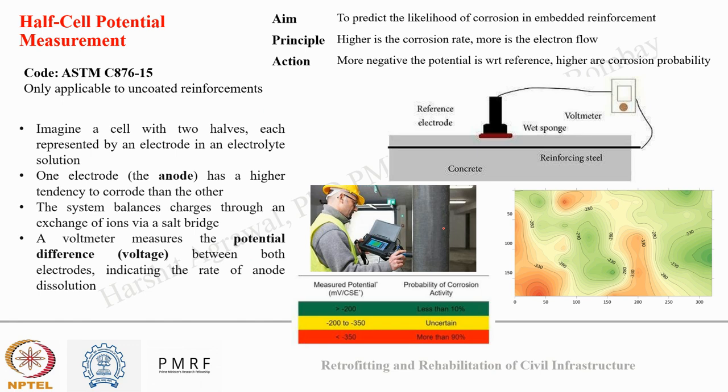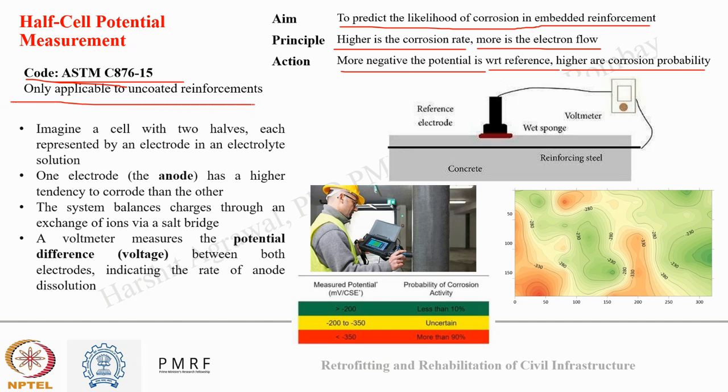After this, the fourth entity is half cell potential measurement. The aim of this testing is to predict the likelihood of corrosion in embedded reinforcement, and it is based on the principle that the higher the corrosion rate, the more the electron flow. Since there is more electron flow, the potential will be more negative with respect to the reference, and the corrosion probability will be higher. This testing is based on the ASTM C876 2015 codal provision, and it is only applicable for uncoated reinforcements.